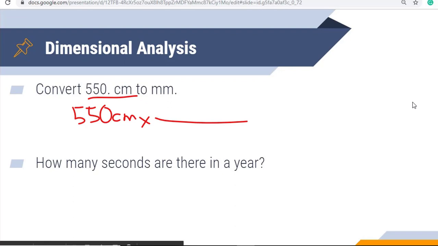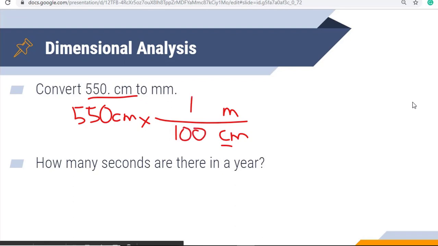Whatever unit is on top of the first step typically goes in the bottom of the next step. That is so that the units will cancel. Anything that's on the numerator will cancel with what's on the denominator. Now, we may not know a direct conversion between centimeters and millimeters, but we do know one with meters. Remember what I told you? Centi, 100 centimeters for every 1 meter.